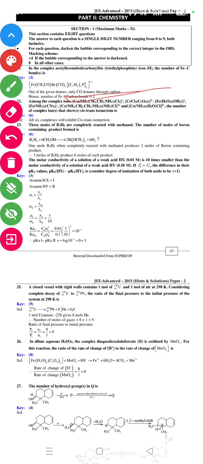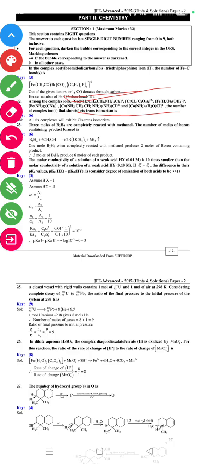Among the complex ions [Co(NH2CH2CH2NH2)2Cl2]+, [CrCl2(C2O4)2]3-, [Fe(H2O)4(OH)2]+, [Fe(NH3)2(CN)4]-, [Co(NH2CH2CH2NH2)2(NH3)Cl]2+ and [Co(NH3)4(H2O)Cl]2+, the number of complex ions that show cis-trans isomerism is: the answer is 6. All 6 complexes will show cis-trans isomerism.